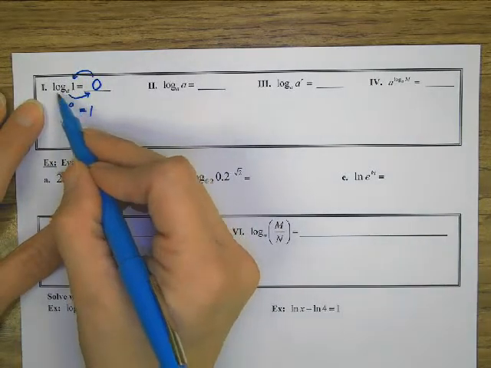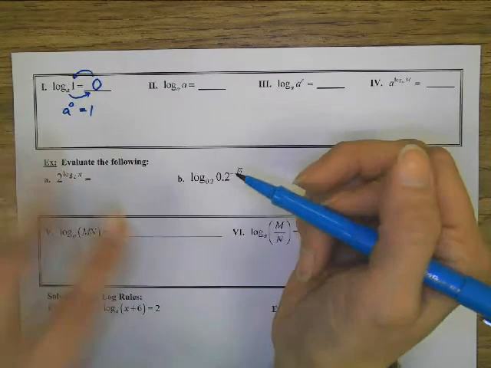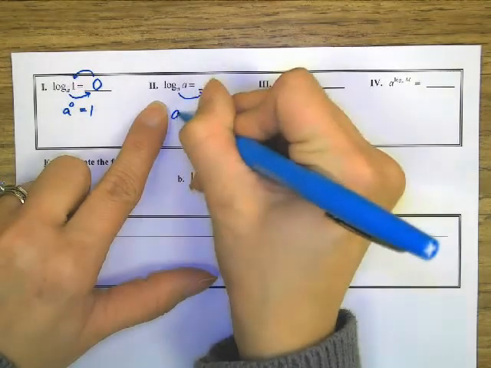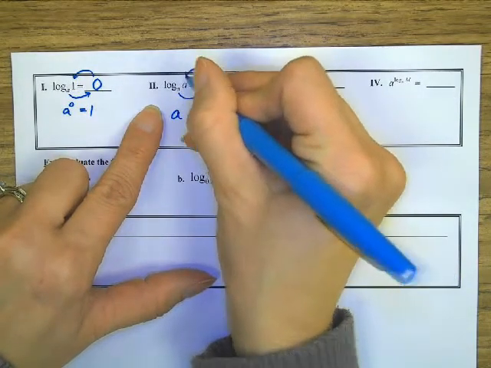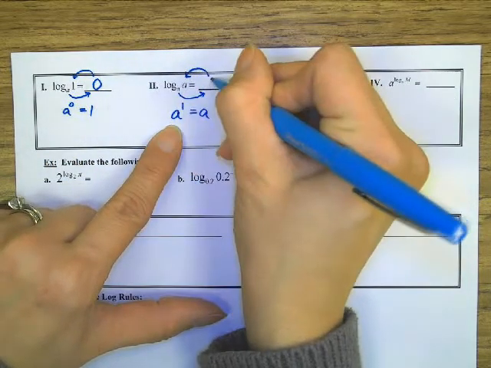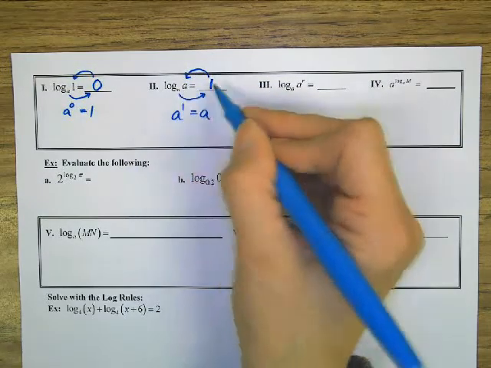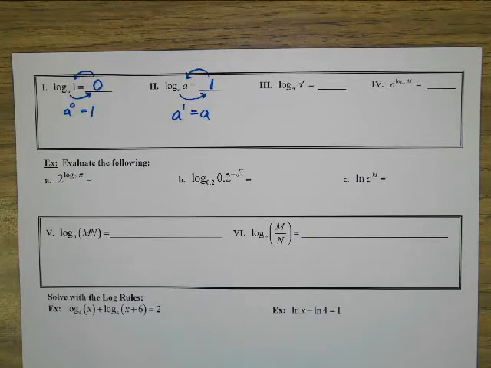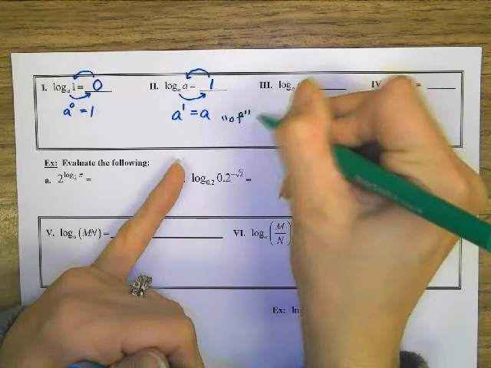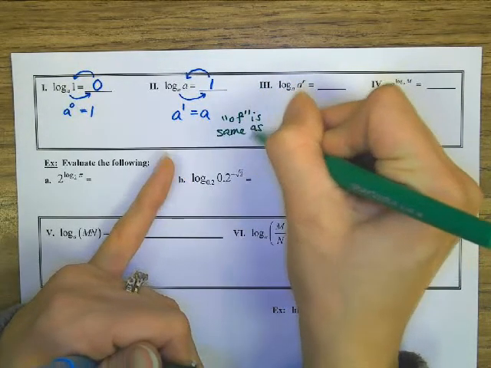Here's another easy one. a to some power equals a. What's the power got to be? Yeah, it's got to be a 1. So if you have a base the same as the "of," then it makes the 1. Let's go ahead and write that down. If your "of" is the same as your base, that's what this rule is saying right there.